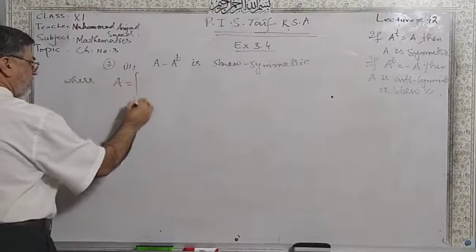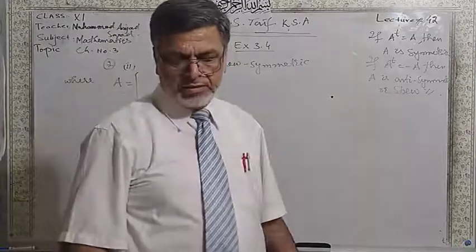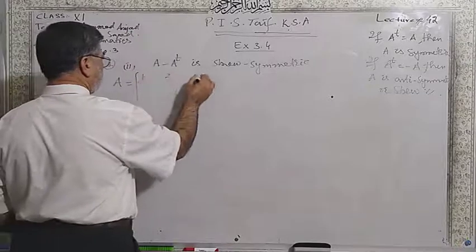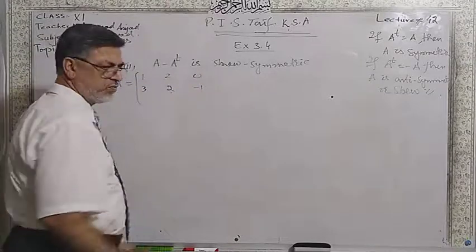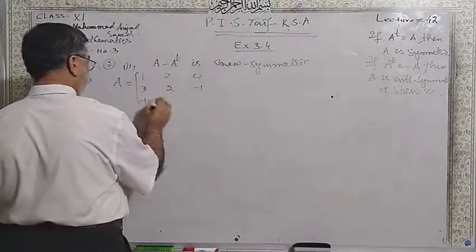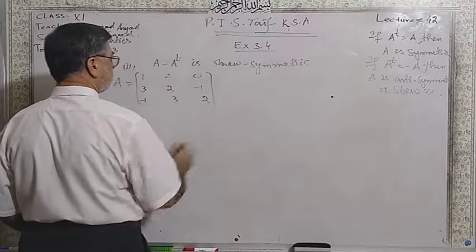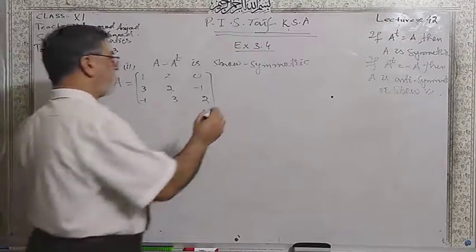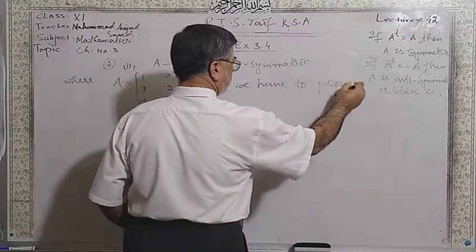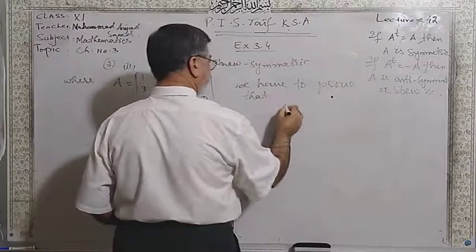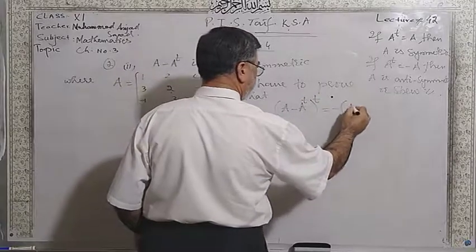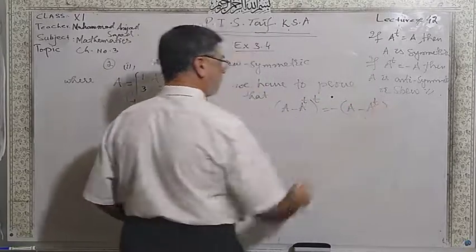Where A is equal to 1, 2, 0, 3, 2, minus 1, minus 1, 3, 2. We have to prove that A minus A transpose whole transpose equal to minus into A minus A transpose.